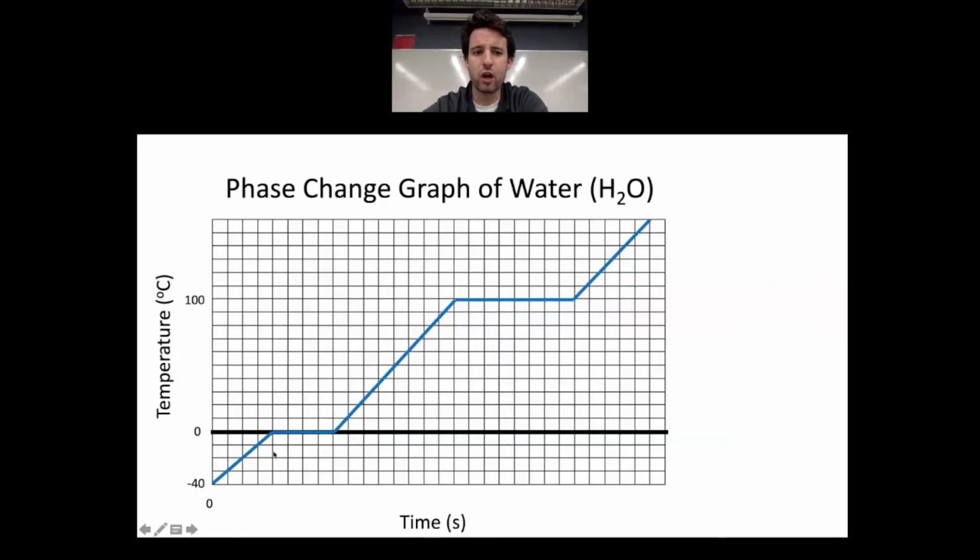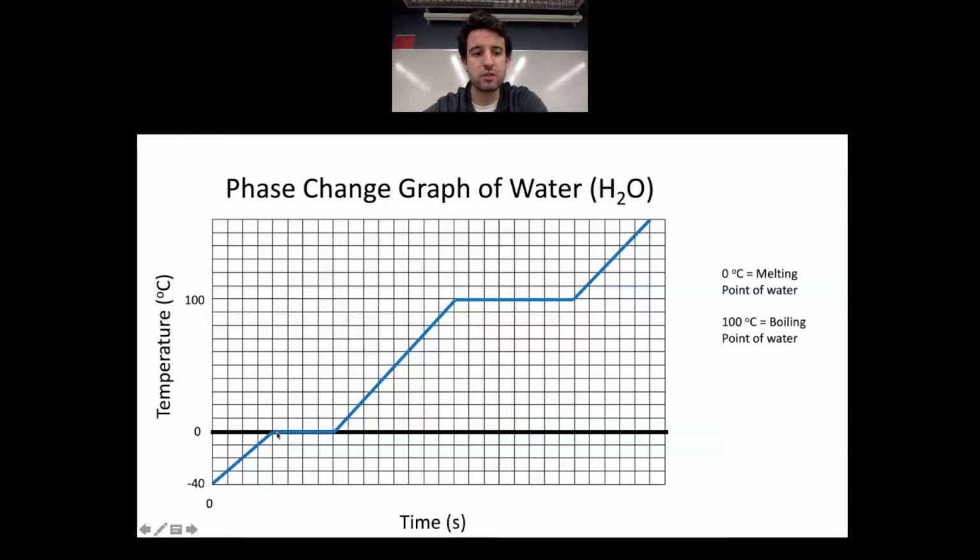So you might have thought that if you look at just a graph of water over time, it would just be a straight line. And you might be wondering, why are there these flat lines in between? Well, I said earlier, what do we know about 0 and 100 degrees Celsius? What you might know is that 0 degrees Celsius is the melting point of water, and 100 degrees Celsius is the boiling point of water.